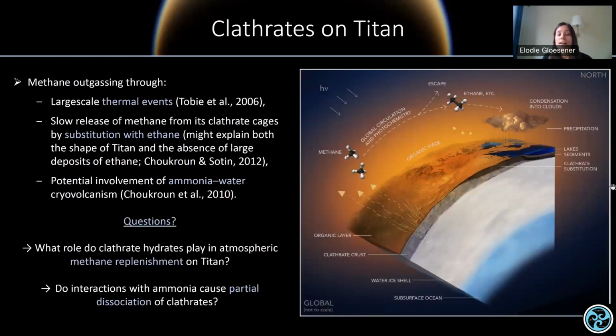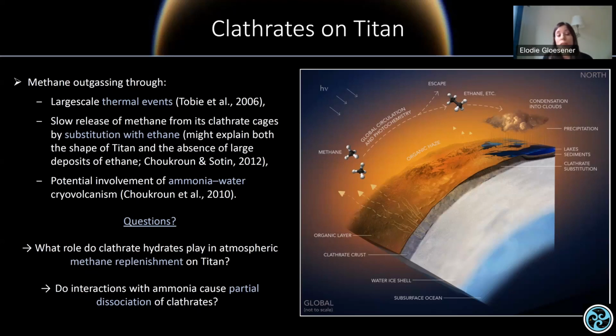As I mentioned, methane is destroyed in the atmosphere of Titan in about a few tens of millions of years. And so there is a need to resupply this methane content to sustain the observed atmospheric concentrations. The clathrates are stable from the surface down to the bottom of the hydrosphere of Titan, and to destabilize them, to release the methane to the atmosphere, we need the occurrence of destabilizing events such as large-scale thermal events or impacts.